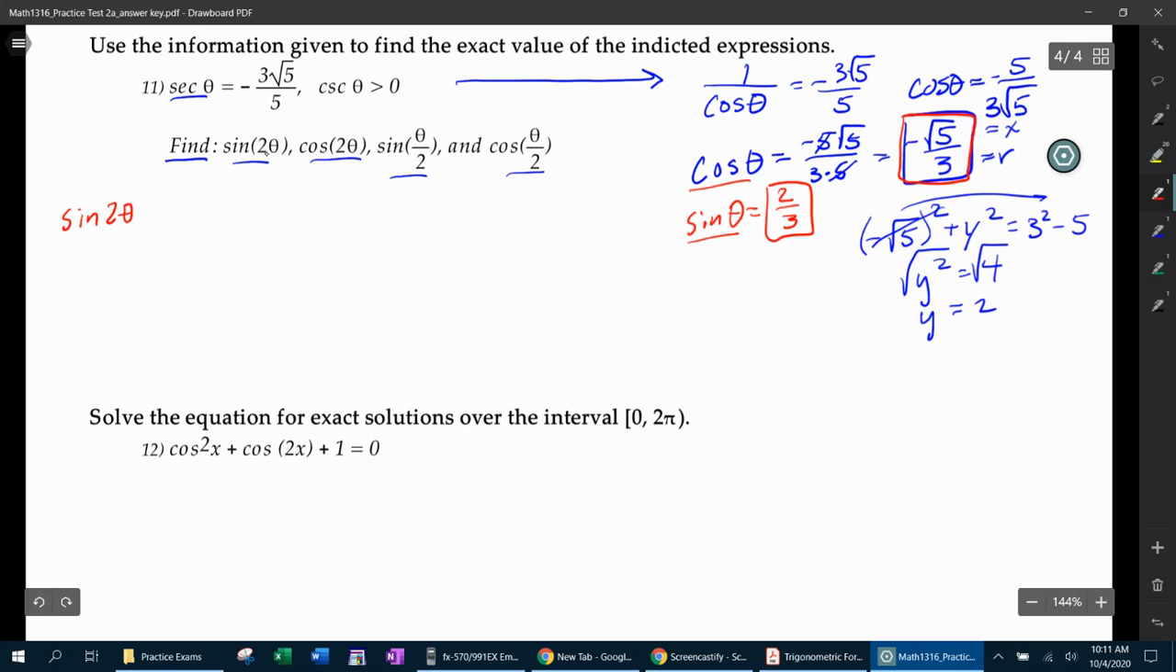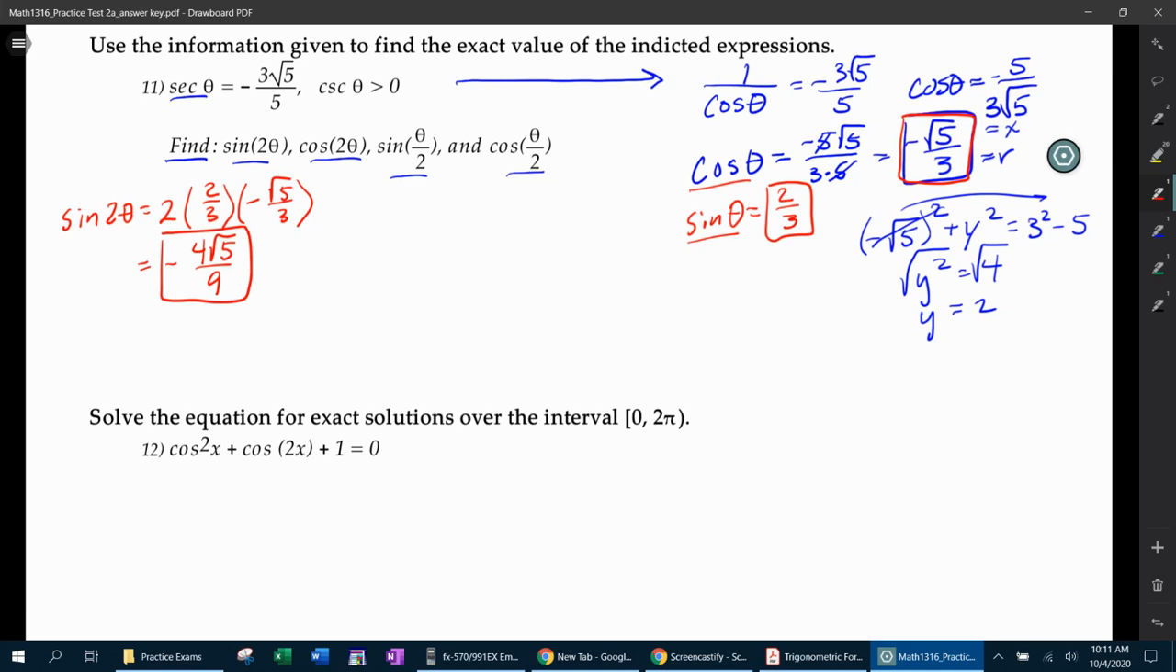So the sine of 2 theta is going to be 2 sine theta, which is 2/3, cosine theta, which is negative square root of 5/3. And then all I got to do is multiply straight across. 2 times 2 is 4. That's going to be negative 4 square root of 5 over 3 times 3 is 9. Sine of 2 theta is done.